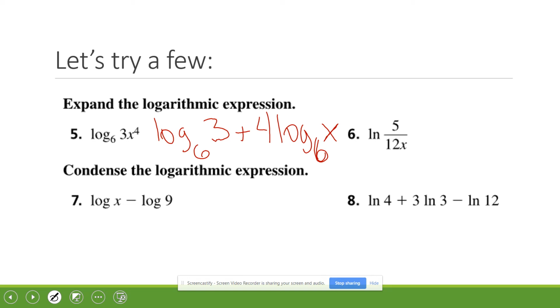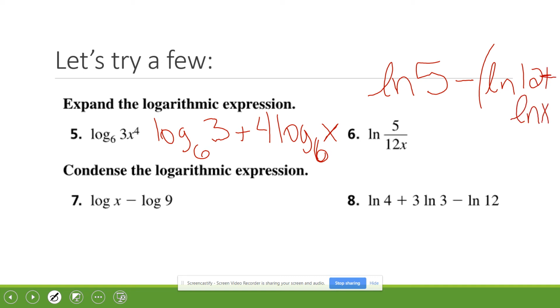Remember, logs and natural logs are the same inverse. It's just that natural logs always go with base e. So our base in number 6 is e. And we have the natural log of 5. Division is subtraction. And then I've got multiplication going on down there, so I want to make sure I group that together. The natural log of 12 plus the natural log of x.